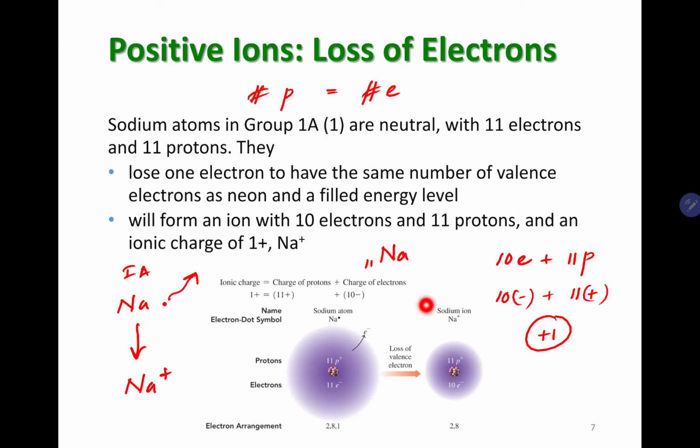So once you lose an electron, you have one proton in excess. When you have one proton in excess, your charge will be a plus 1. So sodium will lose an electron and become a plus 1 charge, or a cation with a plus 1 charge.